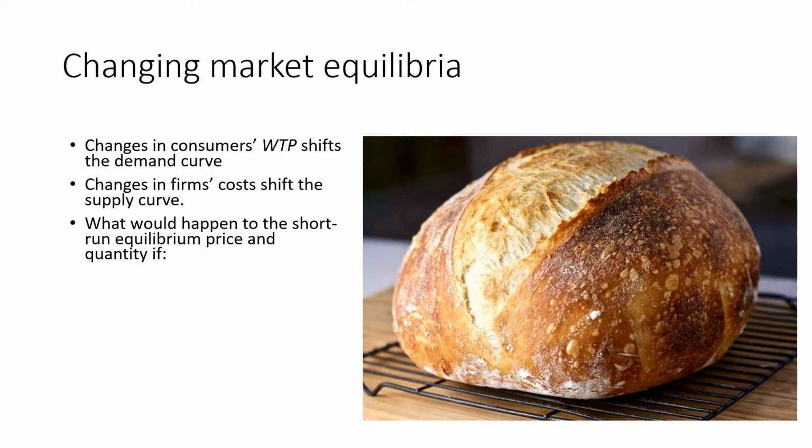So I want you to sit down with a piece of paper and think about what would happen to the short-run equilibrium price and quantity with various changes, and each one of these changes should probably only affect one of the curves, supply or demand. So one thing is going to hold constant and the other one's not. So take a moment to work through these examples on your own. What would happen to the equilibrium price and quantity if the price of wheat increases?